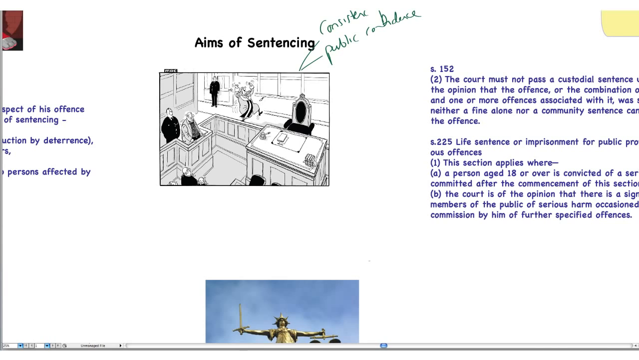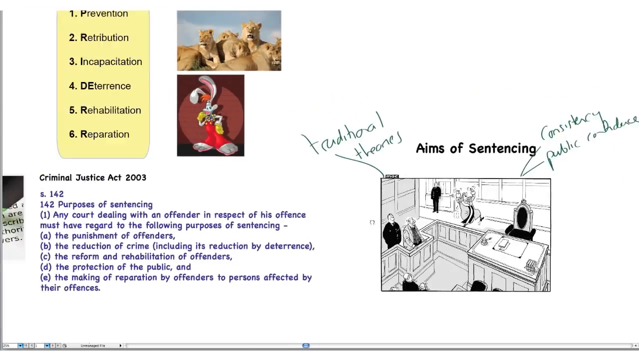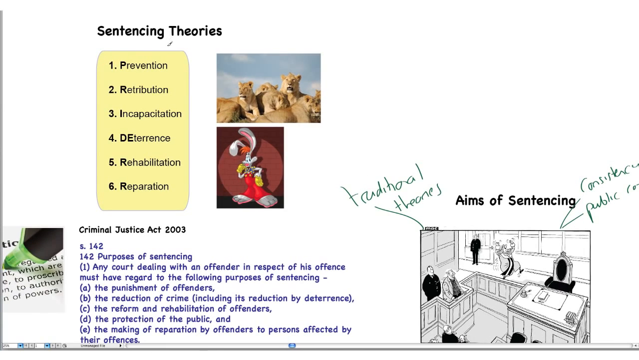And the guidelines and sentences are decided upon with a number of traditional theories in mind. So when a judge or a magistrate decides what type of sentence they are going to give, it is given with some traditional theories in mind. I'm going to spend just a few moments looking at those traditional theories, and I've helped you out here with a mnemonic. I've put them in order. A pride of lions, and this of course is Roger Rabbit. So the mnemonic is Pride Roger Rabbit: P-R-I-D-E-R-R. There are more, but these are the 6 we are going to concentrate on: prevention of crime, retribution, incapacitation, deterrence, rehabilitation and reparation.